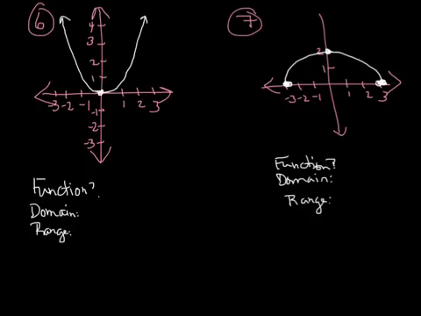So then number 6, you will find that yes, this is a function. The reason is that every x has exactly one y. And you can also, if you want, draw a vertical line through every single point. You'll only hit one part of the graph.